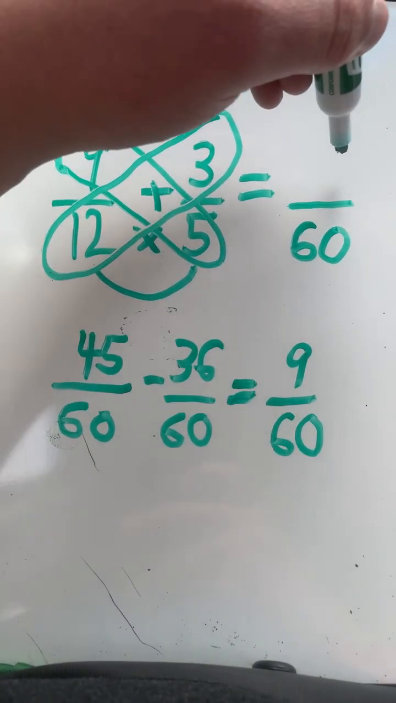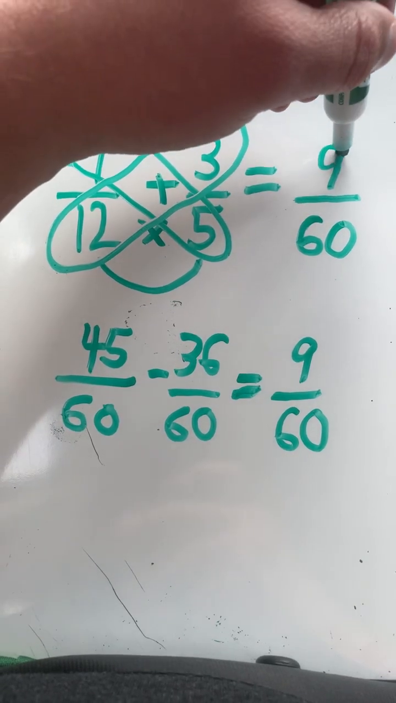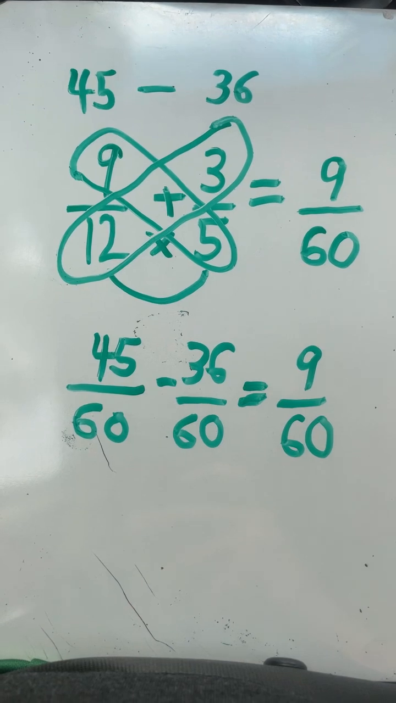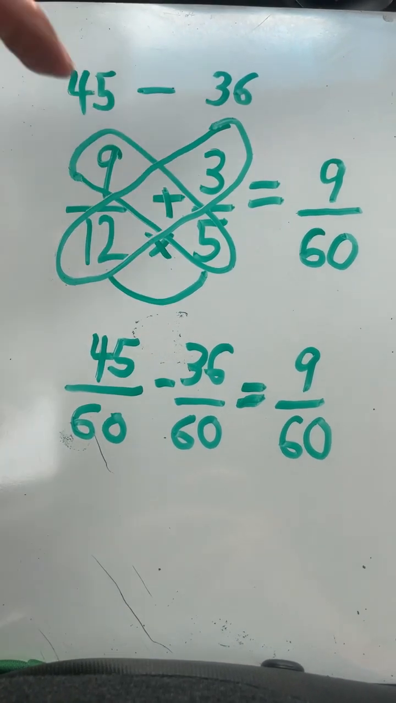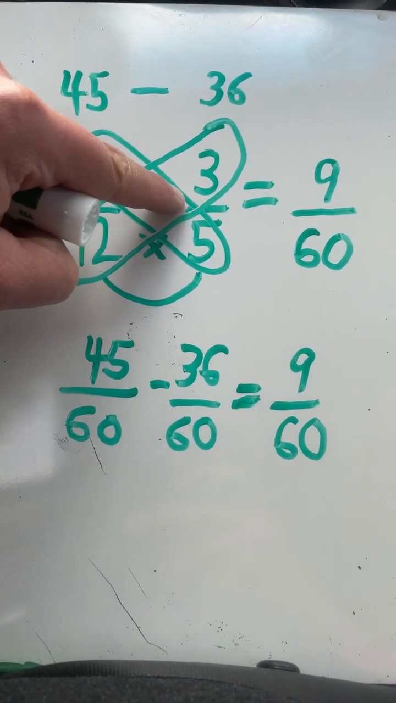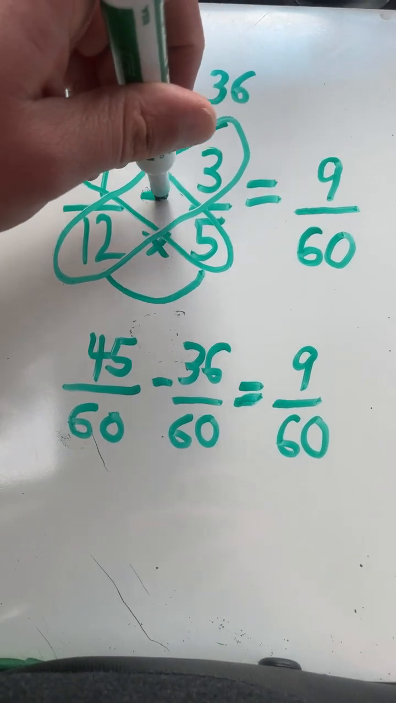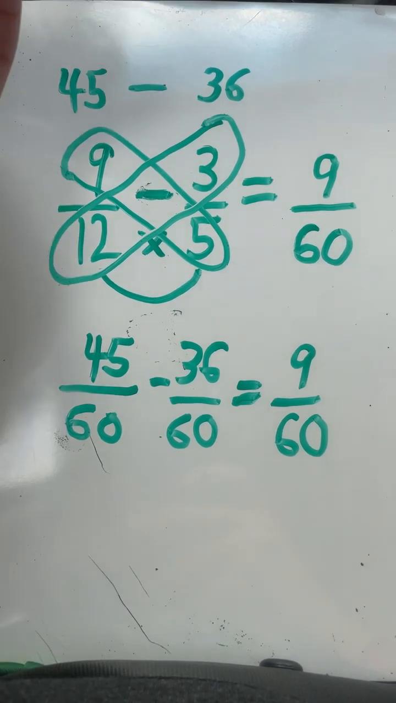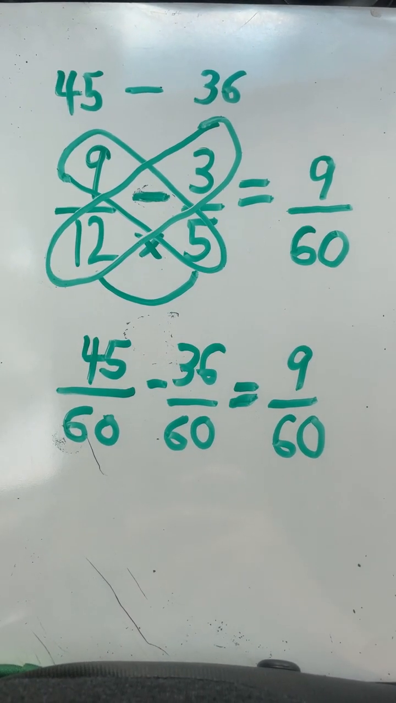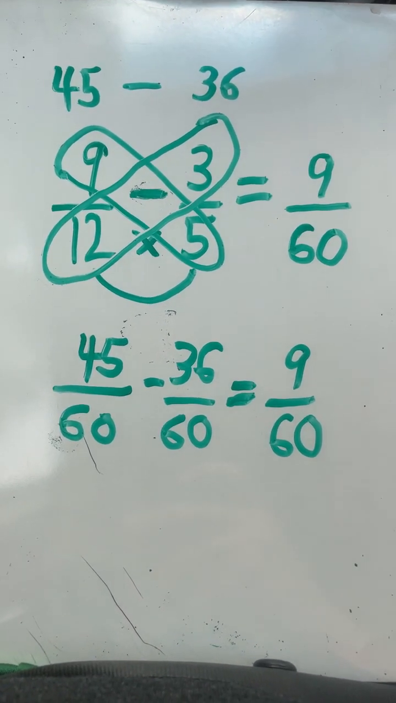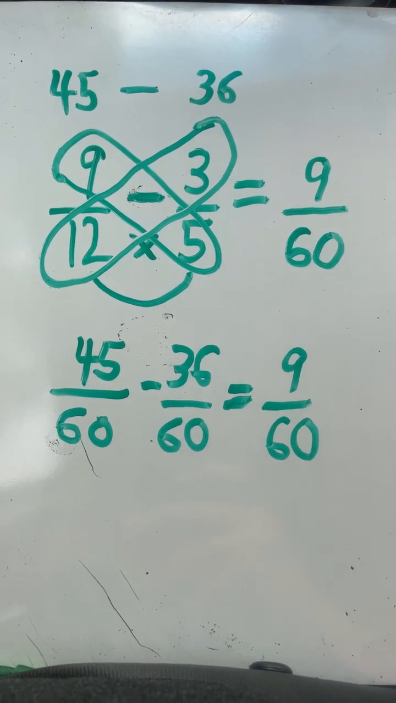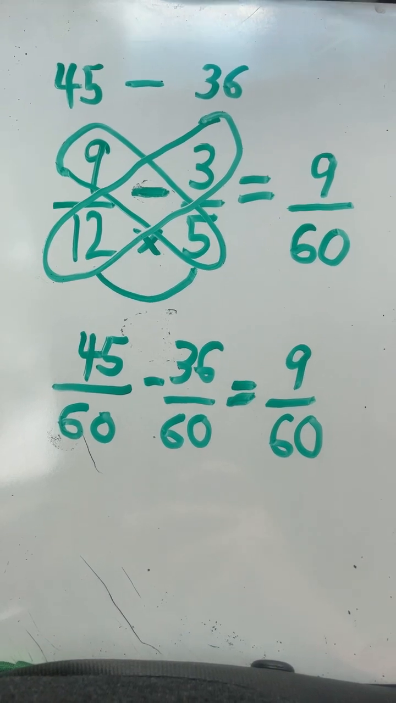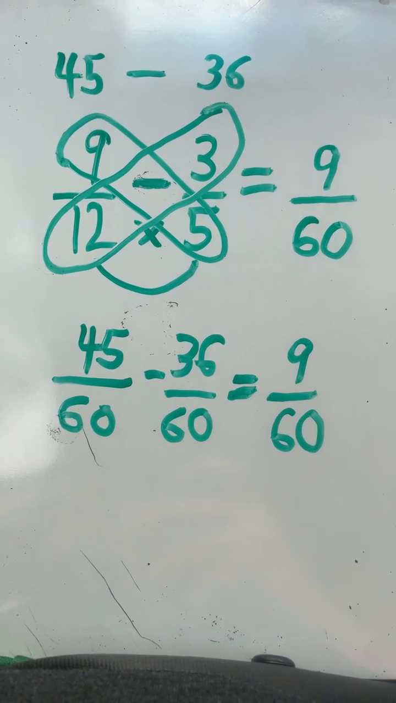And we have our final answer. So 9/12 minus 3/5 had a multiplication sign because we were cross multiplying our numerators with the opposite denominators, but bringing it back to the original problem, 9/12 minus 3/5 equals 9/60ths. Now that fraction is not in lowest terms.